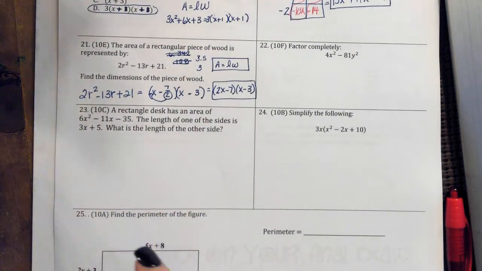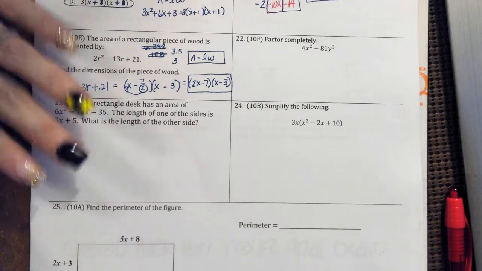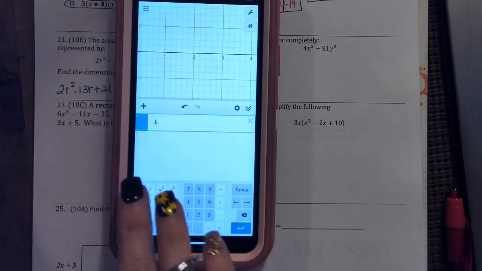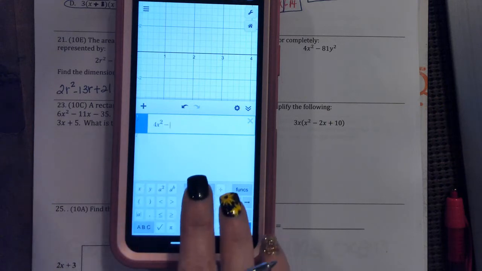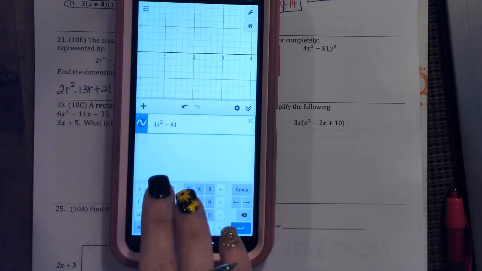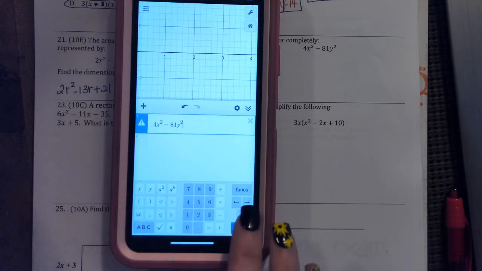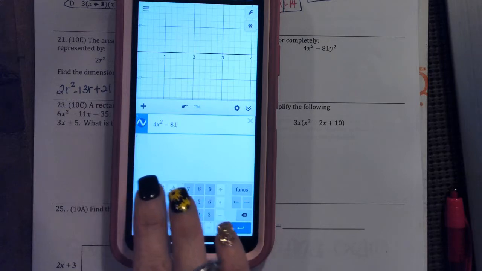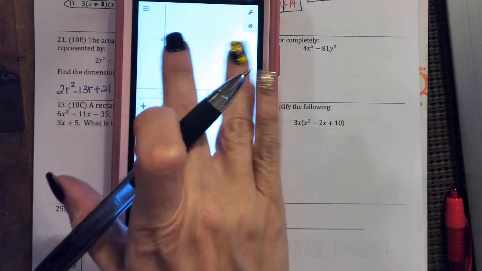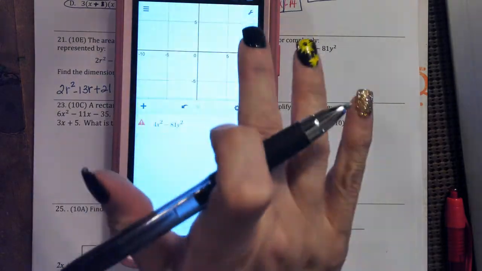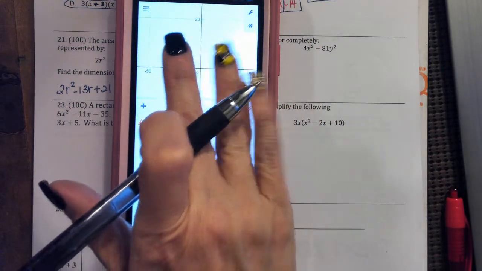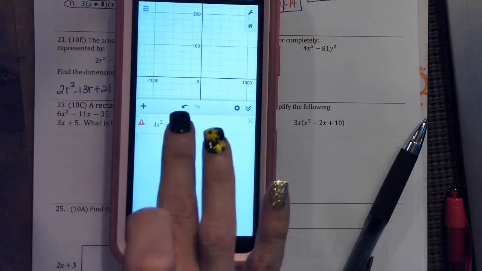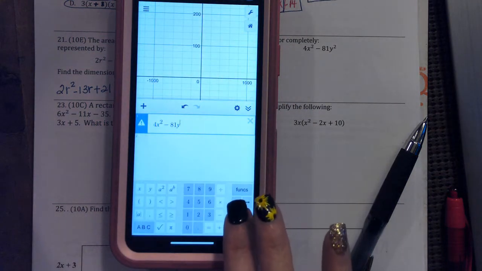Oh my goodness. Okay, factor completely. Let's see if I can do this one, Mrs. Dean. All right, we're factoring. So 4x squared minus 81y squared. I don't know if it'll do my y squared for me. Yeah, it's not going to. Well, let's see what it does on here. I'm going to hit home, and then I'm going to see if I can see it. Yeah, I think since I put that y squared on there, it's not going to let me do that.